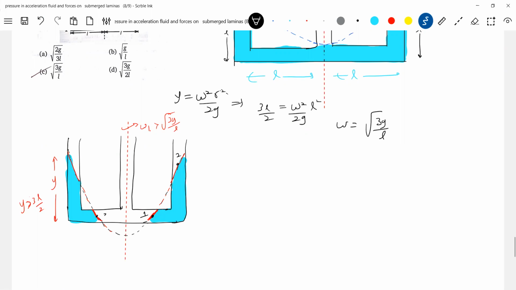Pressure at 3. All pressures here will be as it is exposed to atmosphere. So I think we need not bother about the shape, no? What will be that condition? The free surface.